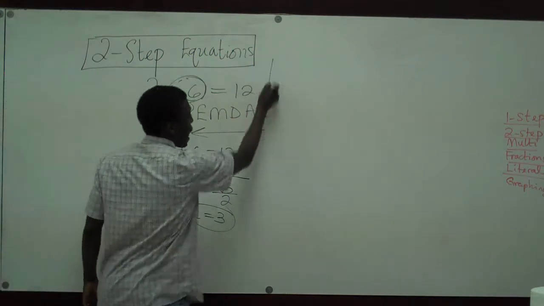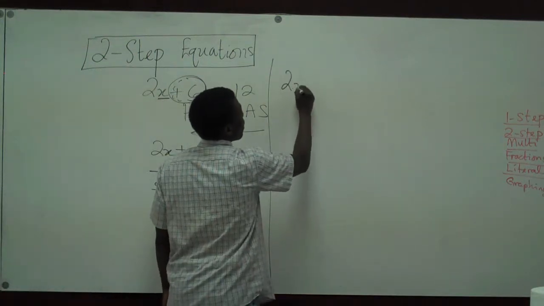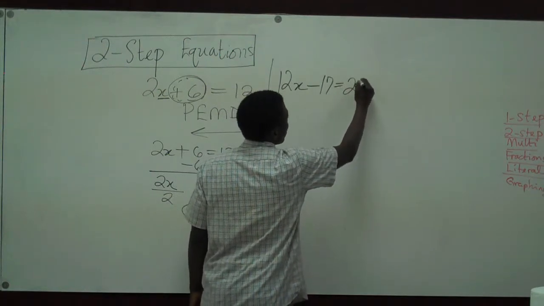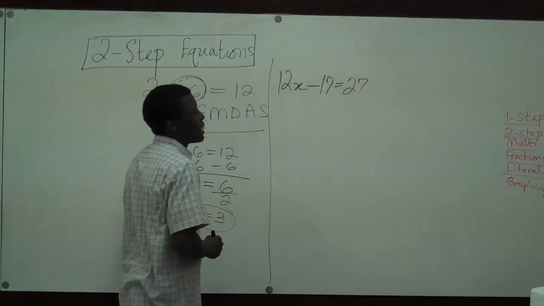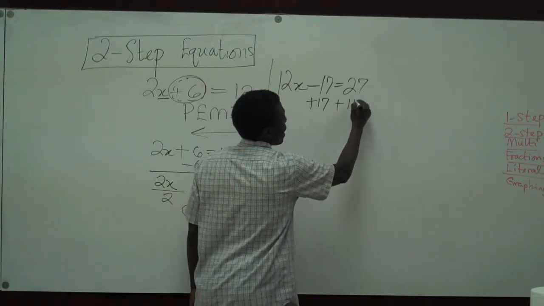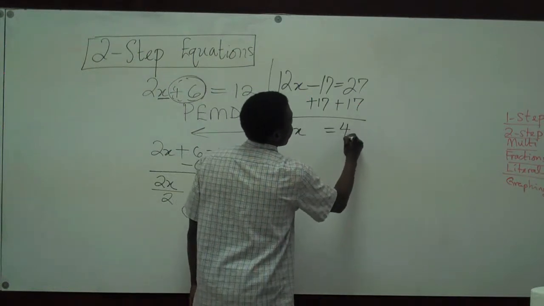Let's look at another example of a two-step equation. And let's change it up. Let's say 12x minus 17 is equal to 27. Okay, in this case, I go ahead and add 17 to both sides, okay? And so I have 12x is equal to 44.